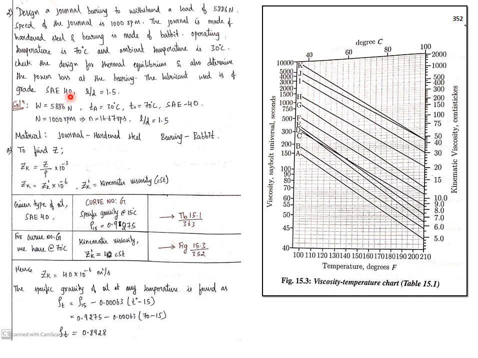So he has given certain parameters. It belongs to a different type of grade oil, that is SAE 40. So just write down the given terms. The very first thing is to write down the material: the journal is made up of hardened steel and the bearing is made up of babbitt material. Now to find the value of Z, he has given the oil.